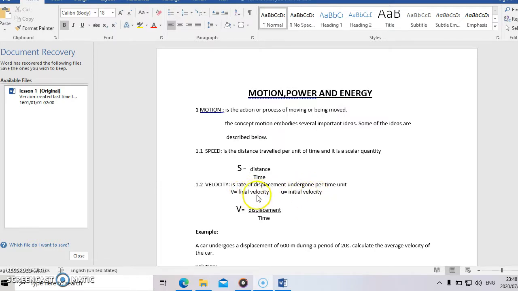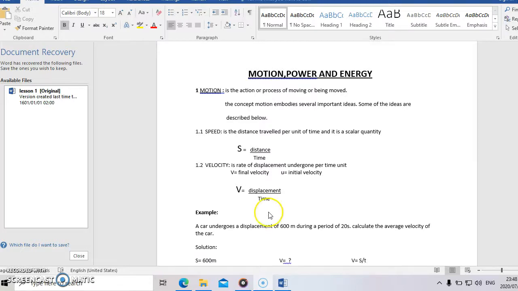What is the final velocity? The final velocity is the velocity that the car is moving with. The initial velocity is the velocity the car starts with. So how do we get the velocity? Velocity is displacement over time. We'll understand well when we get an example.